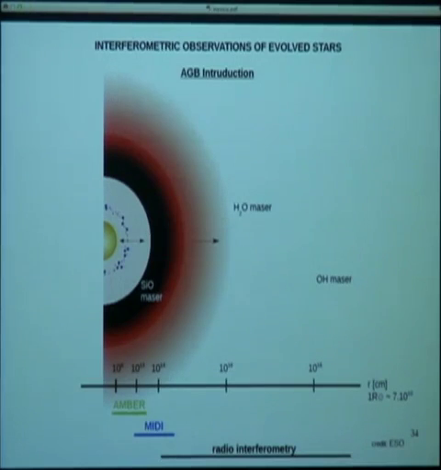Here you can see, for you to imagine what we are reaching. AMBER is basically operating in the near infrared, as I already described. It gives us information about the region close to the stellar photosphere. MIDI is reaching a little bit further, so these are the dust shells. And for those of you who do radio interferometry, you can see this is for the masers.